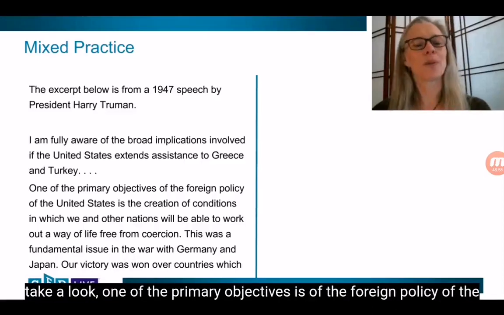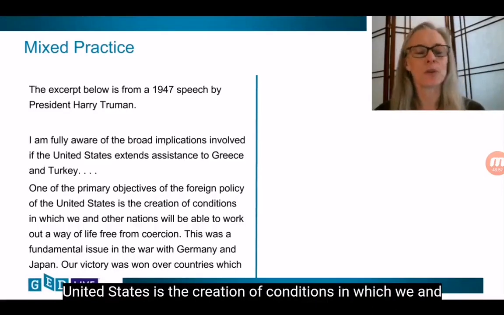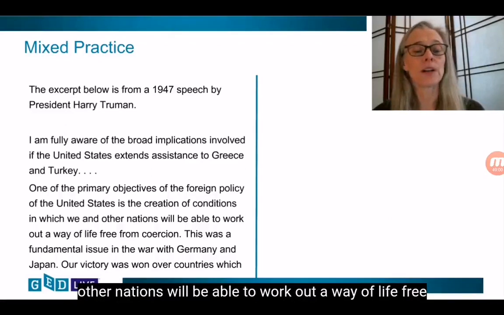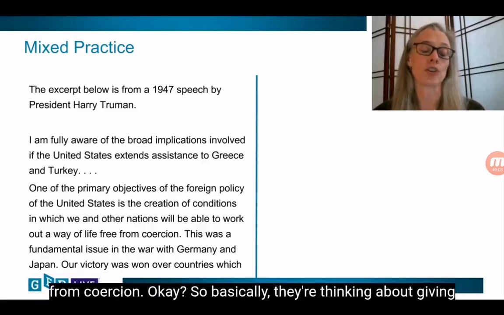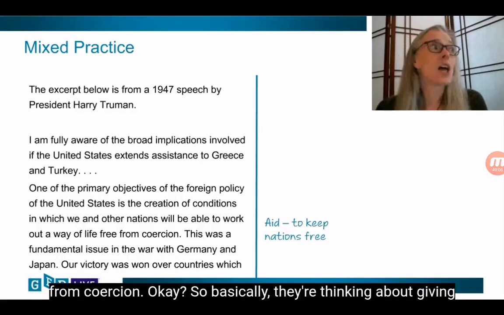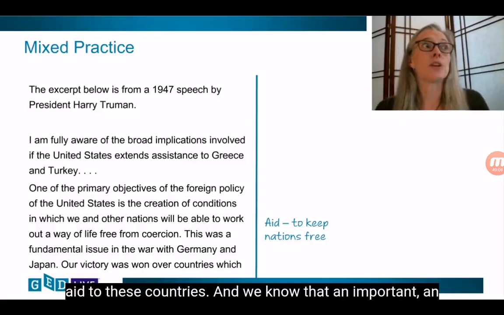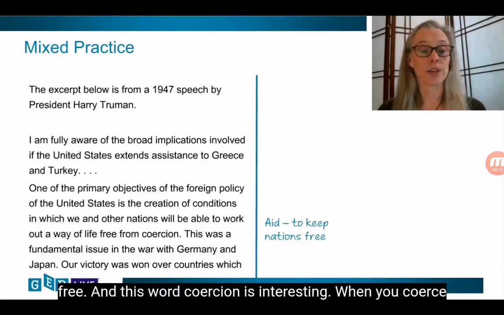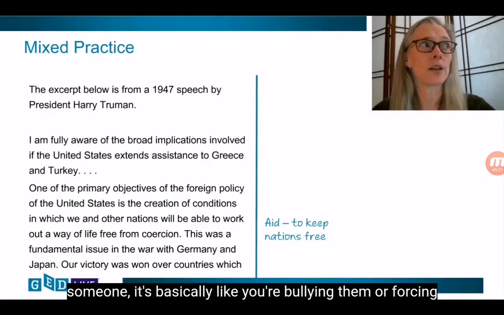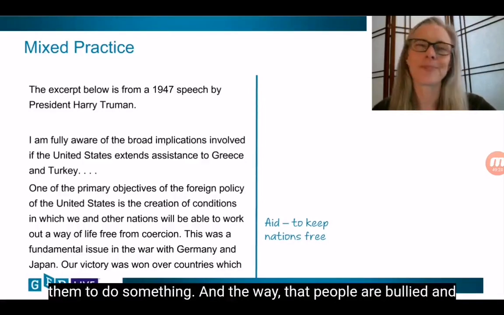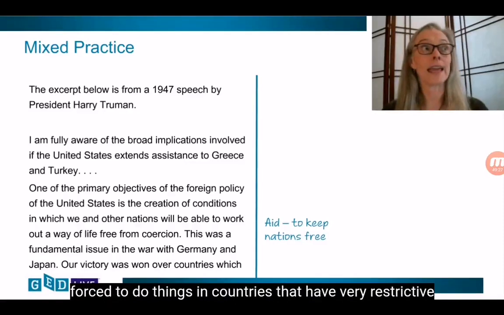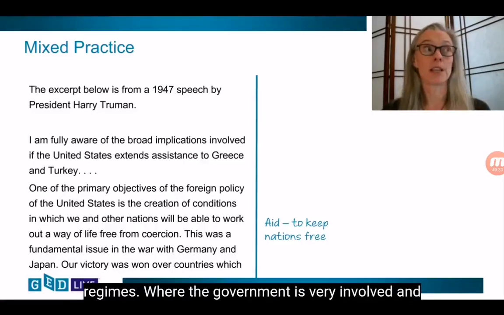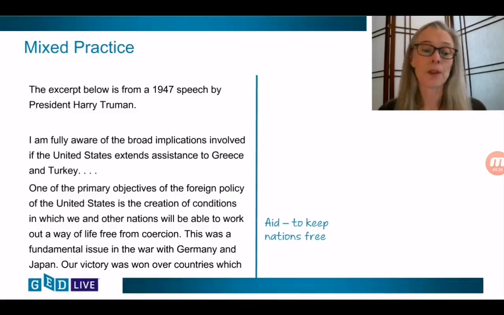One of the primary objectives of foreign policy of the United States is the creation of conditions in which we and other nations will be able to work out a way of life free from coercion. Okay, so basically they're thinking about giving aid to these countries, and we know that an important principle is keeping nations free. And this word coercion is interesting, right? When you coerce someone, it's basically like you're bullying them or forcing them to do something. In the way that people are bullied and forced to do things in countries that have very restrictive regimes, right? Where the government is very involved and sort of dictatorial.